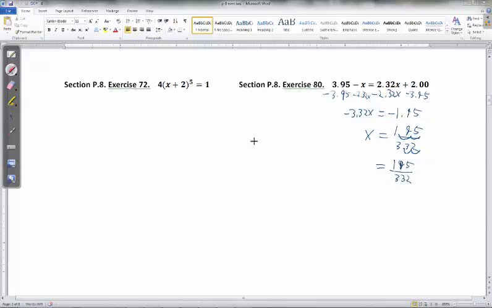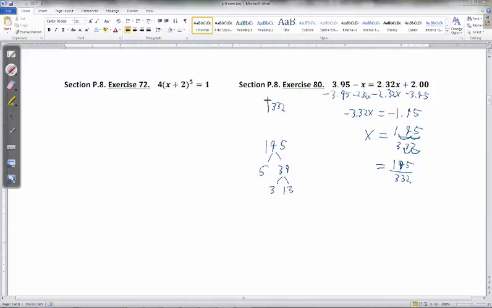Which, let's see here. 195 is 5 times 39, which is 3 times 13. So the only hope of reducing is if 332 has 5, 3, or 13 in it. It certainly doesn't have 5. Numbers that are divisible by 5 end in a 5 or a 0. It doesn't have a 3 because to be divisible by 3, the digits have to sum to something divisible by 3. And 3 plus 3 plus 2 is 8, not divisible by 3. 13? No idea.